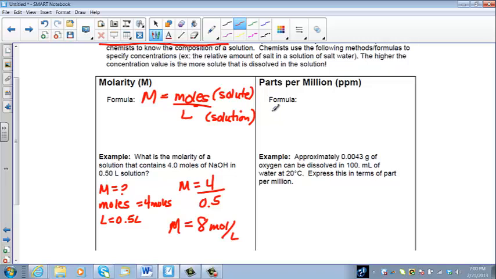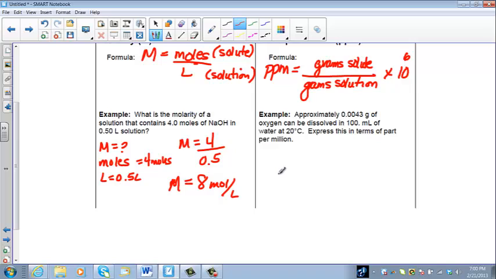Okay, so parts per million, ppm, is equal to your grams of solute over your grams of solution times a million, or 10 to the 6. This is often used for very small concentrations. For example, if you want to get the water in your pool tested for chlorine, or if you want to get your drinking water tested, it's usually measured in parts per million.